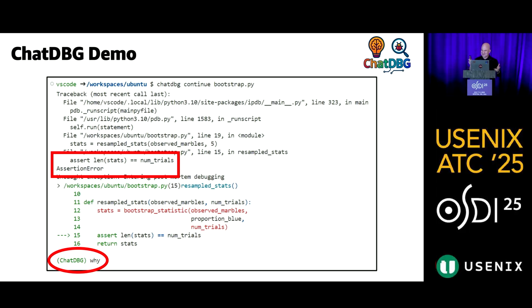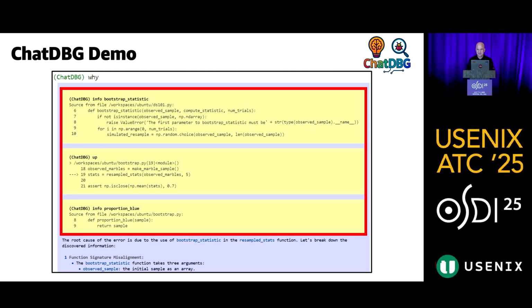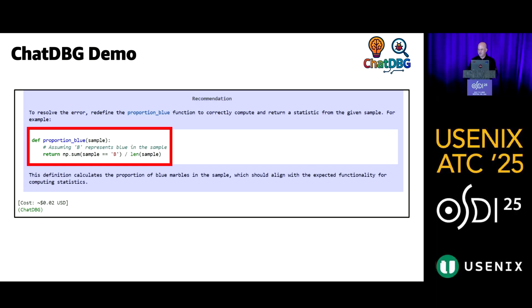So you can use much more directed commands, but "why" is actually good enough to get going. Here, all of the stuff in color is ChatDBG actually running the debugger itself. Everything you see here, like the command where it says info bootstrap statistic, was issued by the LLM. It's running the debugger to get information. It walks up and down the stack, prints out values of various variables, and then comes to a conclusion about what the root cause of the error is and suggests a fix. And in this case, the fix is indeed correct.